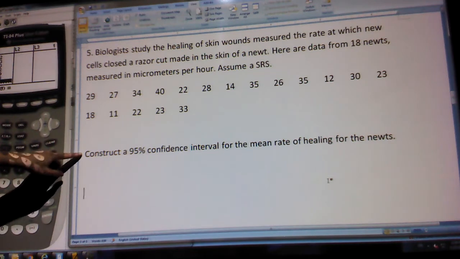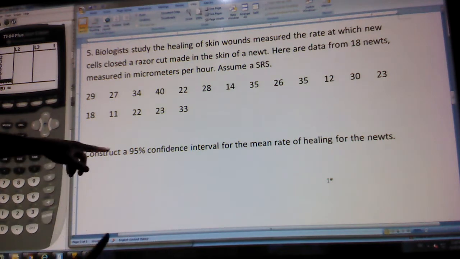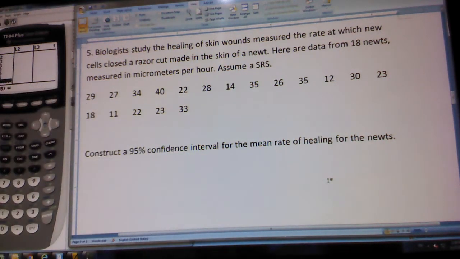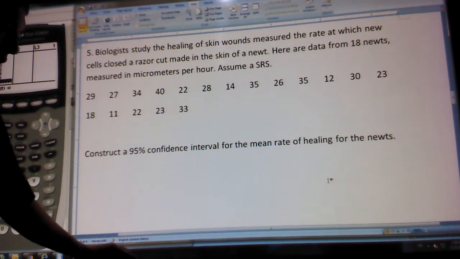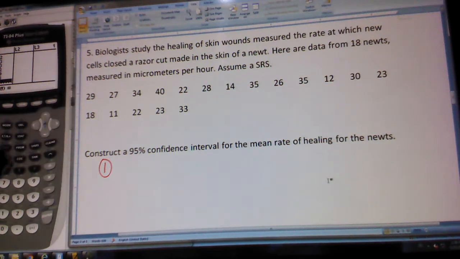I always like to look for this sentence to see my instructions. You always need to ask yourself, am I doing a mean problem or a proportion problem? It says a confidence interval for the mean, so it's going to be the mean. So, step one, the name. This is a one sample confidence interval. I'm going to have one list of numbers. It's one group of newts in this case.